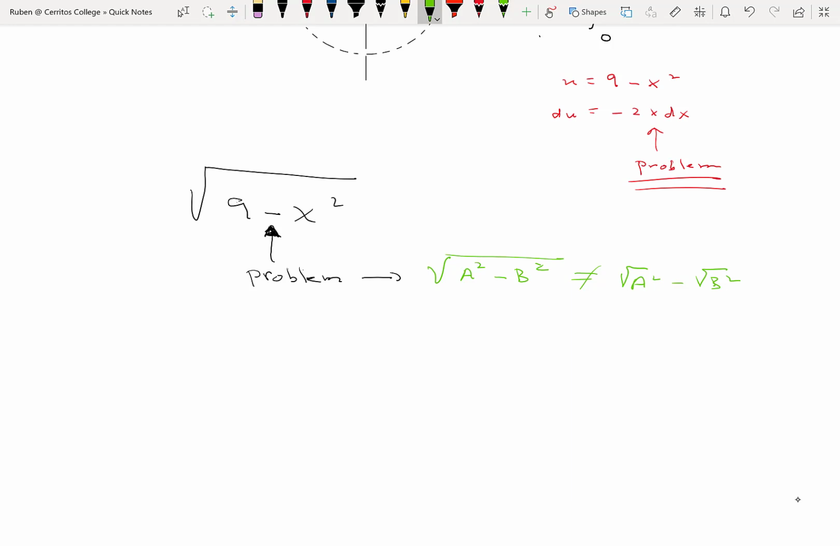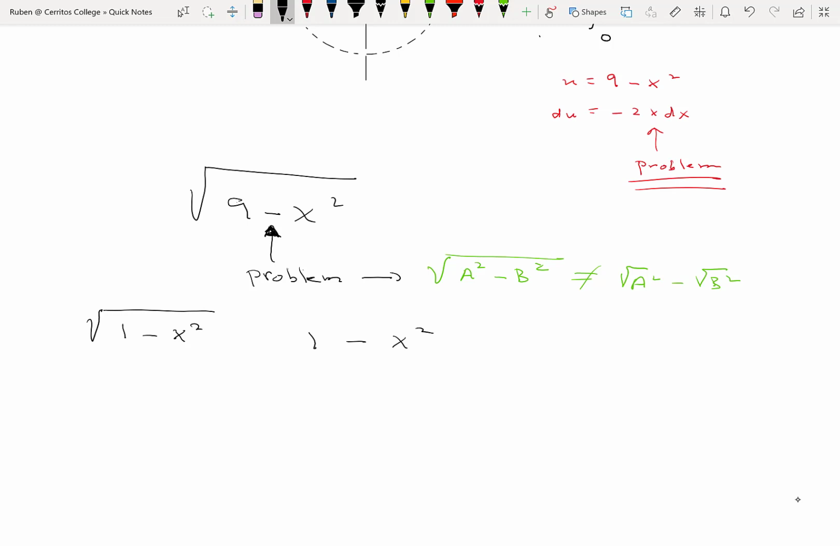So let's see what we can do. Before we make the substitution, let's suppose we had a similar situation. Instead of 9 minus x squared, we had 1 minus x squared. Square root of 1 minus x squared. I'd like to make some sort of substitution that would get rid of the minus. So let's just look at the expression 1 minus x squared without the radical.